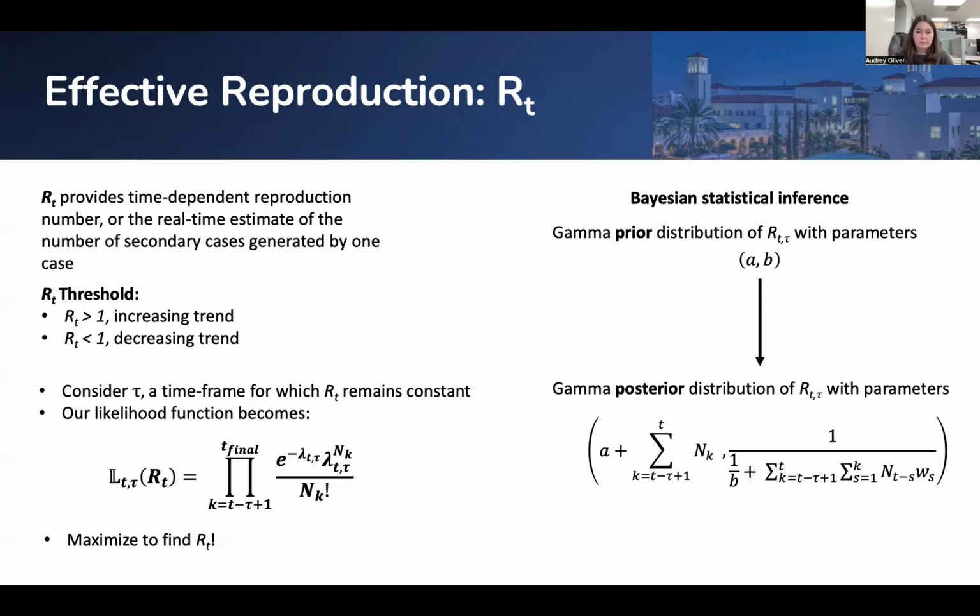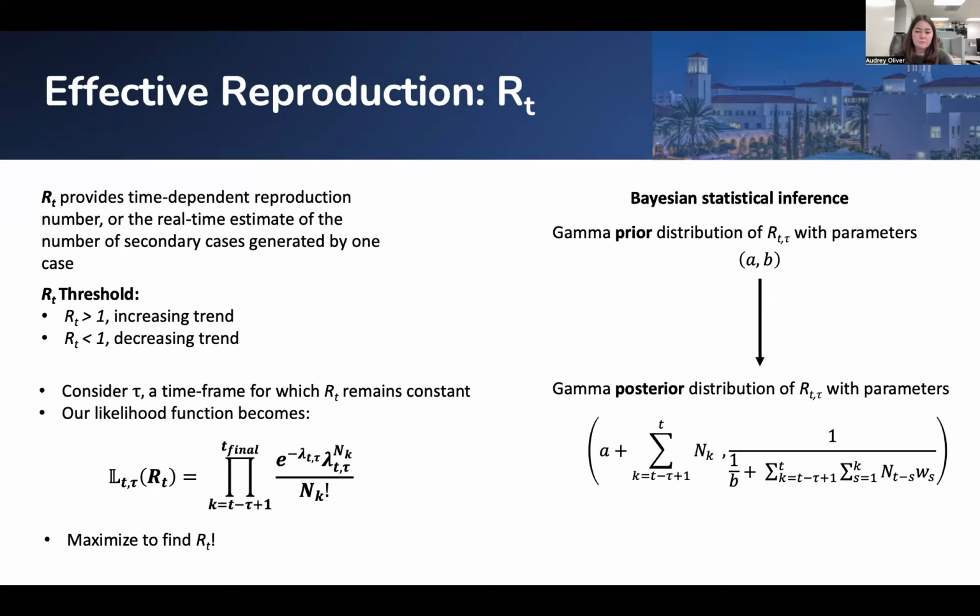To construct our likelihood function, we can follow the same Poisson likelihood process as R0, except now we will consider tau, which is a time frame or window for which we assume RT to remain constant. With that, we get our modified likelihood function here. And again, we can maximize this to find RT.